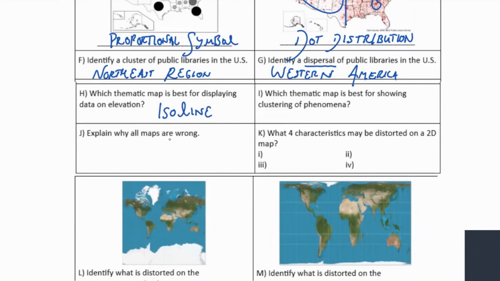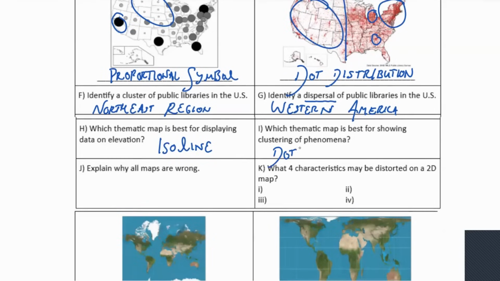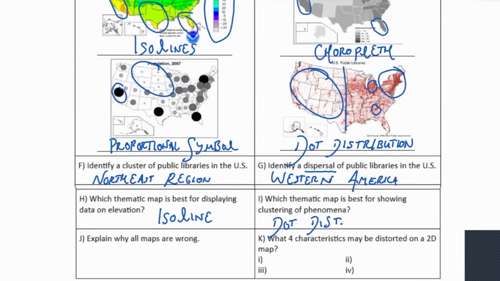If you want to display maximum elevation, maybe a choropleth map would be better, or maybe a proportional symbol map. But if we're just looking at elevation data, maybe across a mountain range or even the entire country, an isoline map is going to be the best. Now, which thematic map is best for showing a cluster of some kind of geographic trend? That's a dot distribution map for sure. And we saw that with our public libraries map right here. We can see clusters and dispersals very clearly.